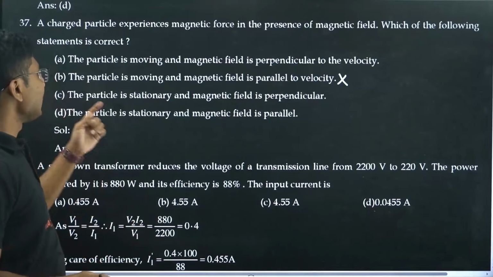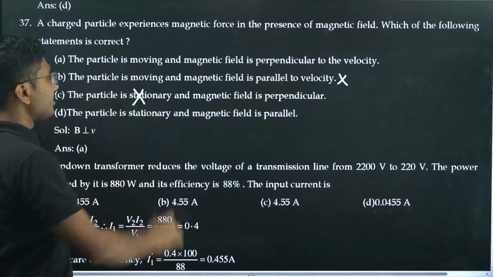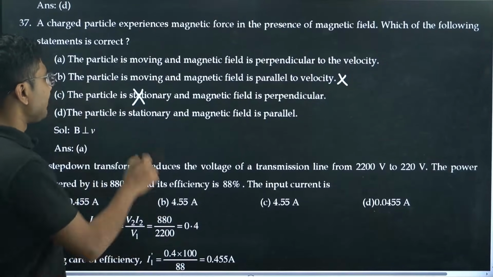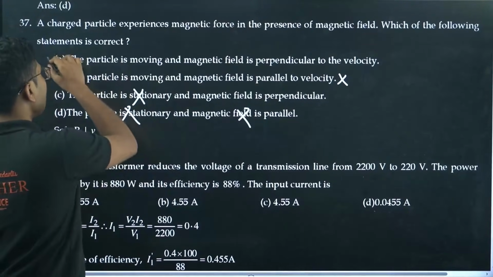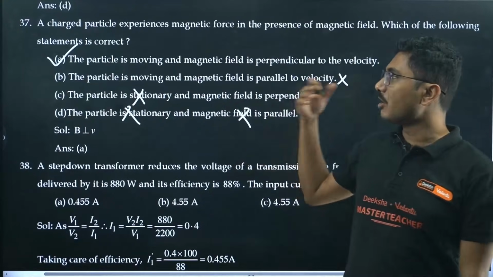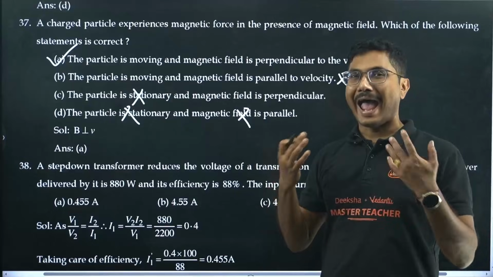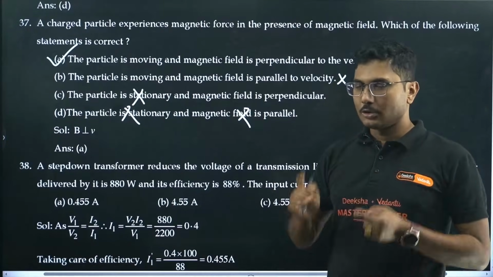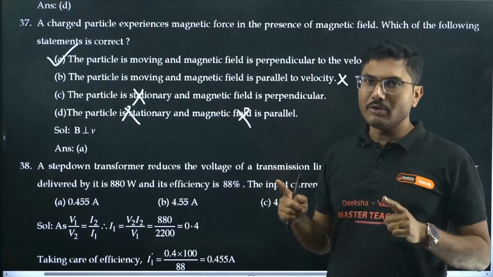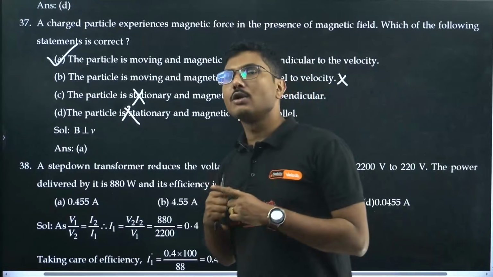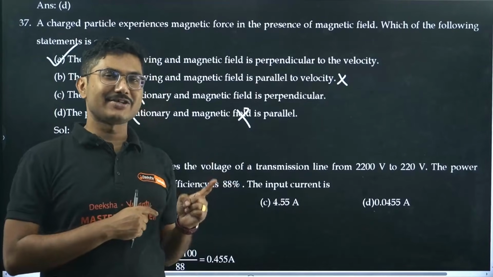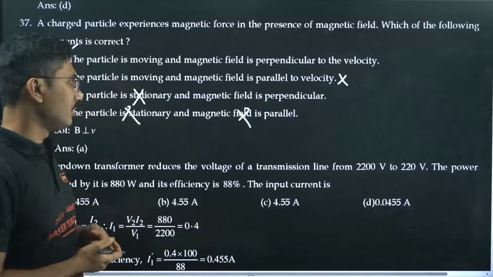Particle is stationary. A stationary particle does not experience any force in a magnetic field. The particle is stationary and magnetic field is parallel. Obviously both cases are zero cases, so only in case number 1 it will experience force. Remember, it will experience force as long as the particle is moving and it is not parallel. So two conditions have to be satisfied. It is moving, V is not 0, and B and V are not parallel. If they are parallel, force will be 0. If particle is stationary, V is 0, so the force will also be 0.